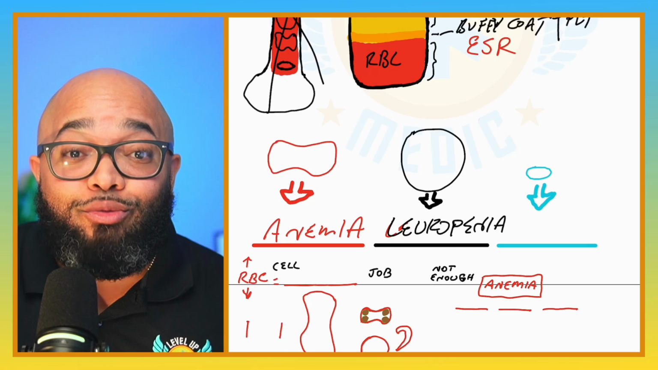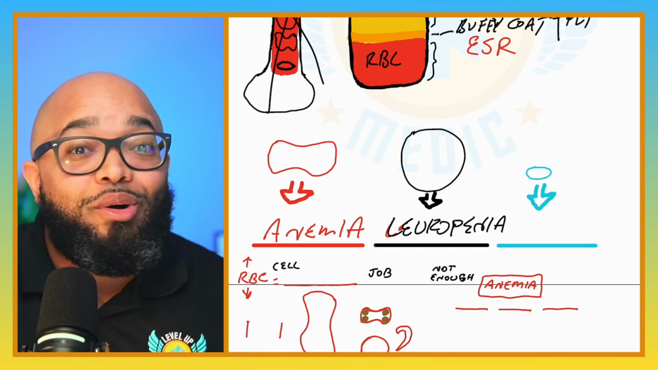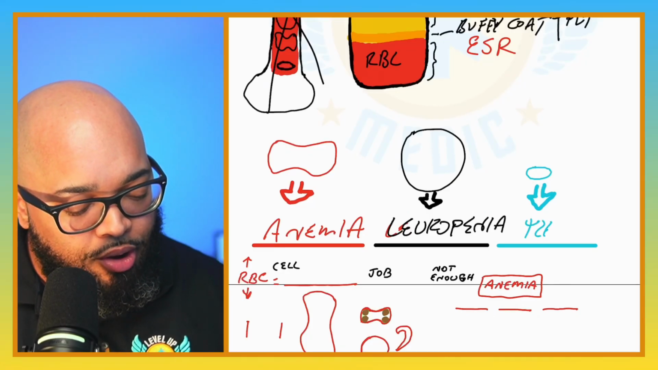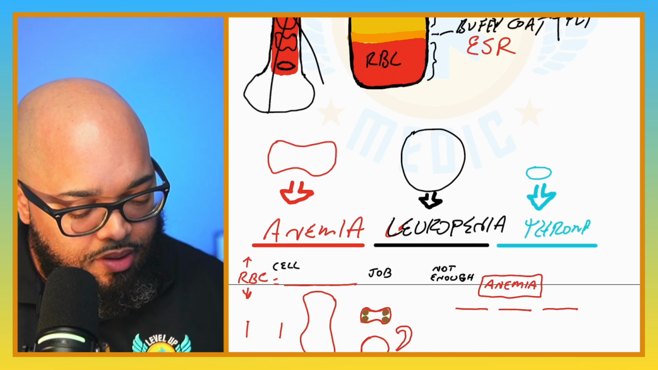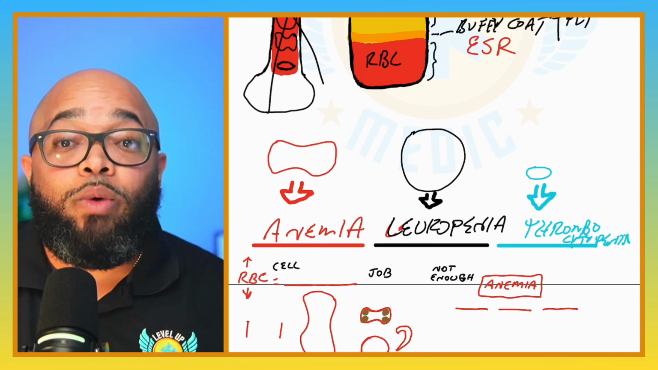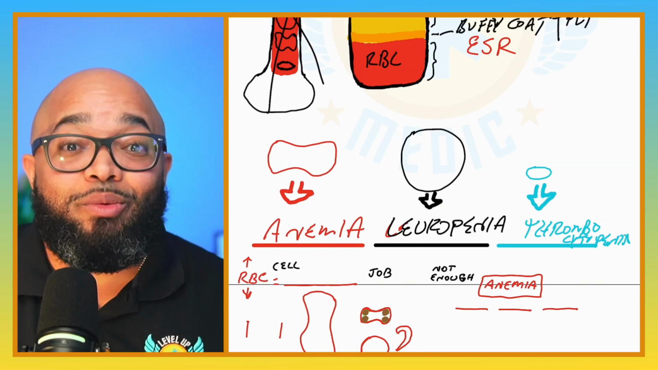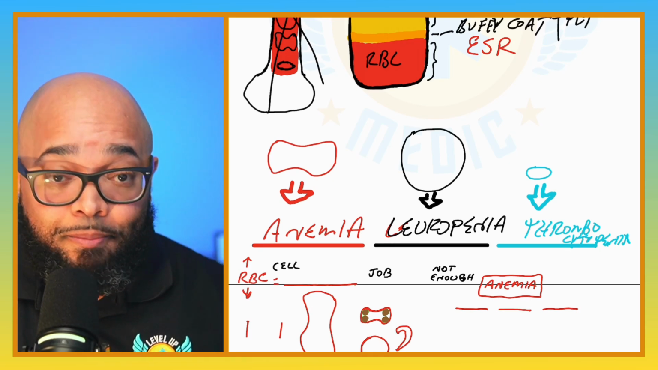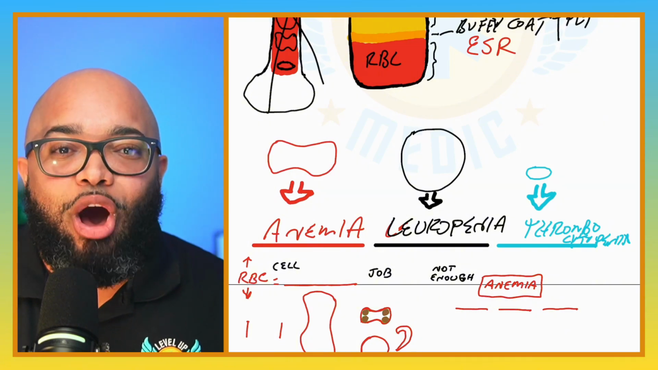Okay. If I don't have enough red blood cells, that's anemia. If I don't have enough white blood cells, that's leukopenia. Now, what do you think we're going to call it if I don't make enough platelets, for instance? If I don't make enough platelets, that's going to be called thrombocytopenia. Okay? So we can have anemia, we can have leukopenia, we can have thrombocytopenia. Okay? Everybody good with that? Does that make sense? Now, what if I don't have all of them?